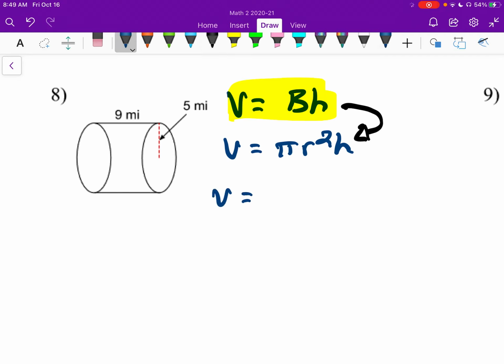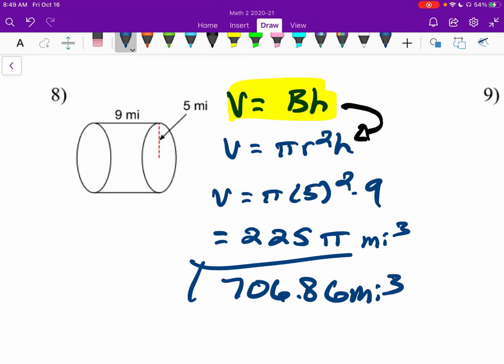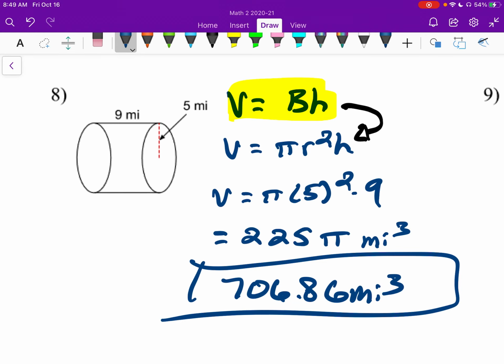So volume, I'm just going to plug in for R and H, is pi 5 squared times 9, which is going to be 25 times 9 gives me 225 pi. So if we were leaving it in terms of pi, we'd be done. We'd say miles cubed. But because we want to leave it as a decimal, I'm going to multiply by pi, and I get 706.86 miles cubed, and that's our answer.